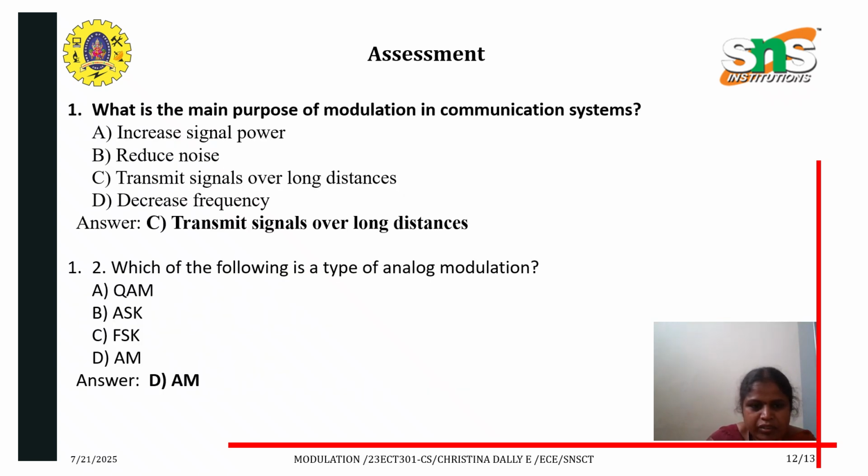This is the assessment question. The main purpose of modulation is to transmit signals over long distance. The type of analog modulation is AM.